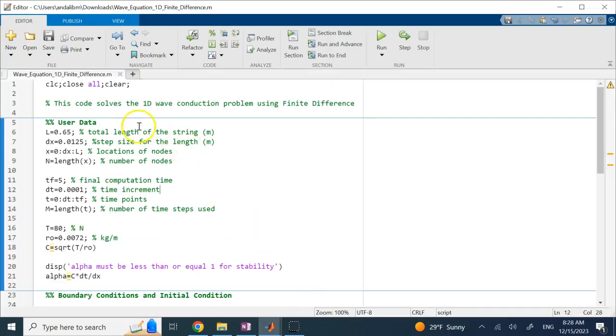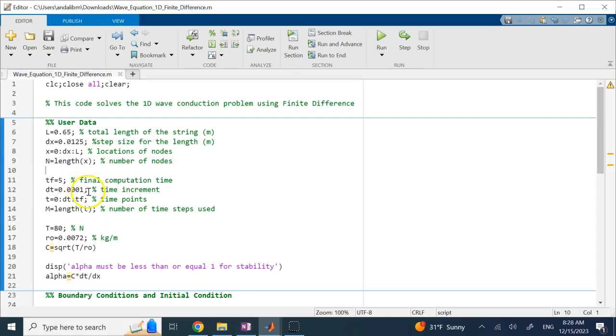So this is my code. I picked the length of the string to be 65 centimeters, which is the length of a typical guitar string. And I chose a lot of elements here. I chose about 1.2 centimeters for each element, so I'm going to get more than 50 elements to make it a good approximation. And for the final simulation time, I use 5 seconds.